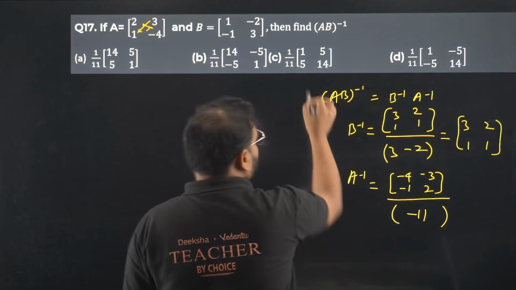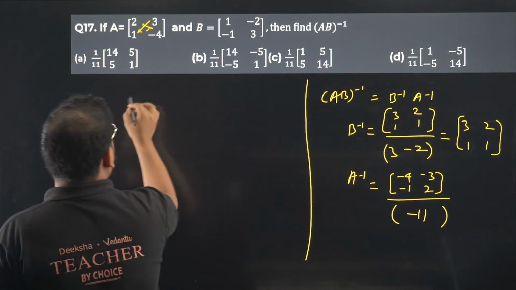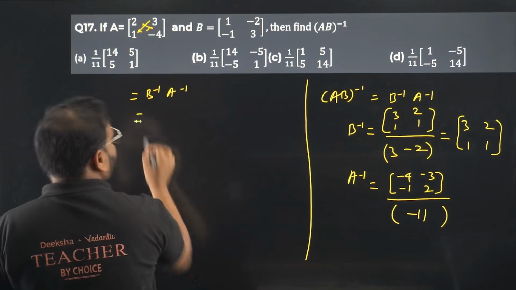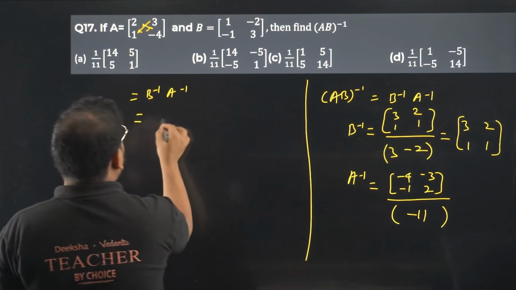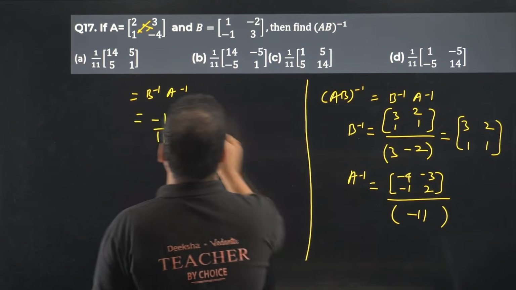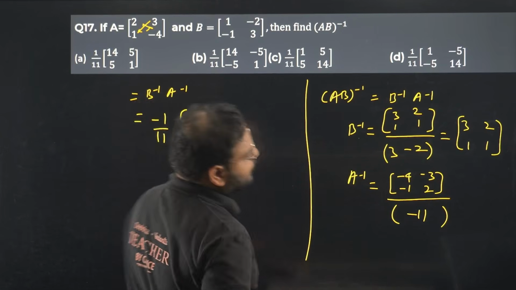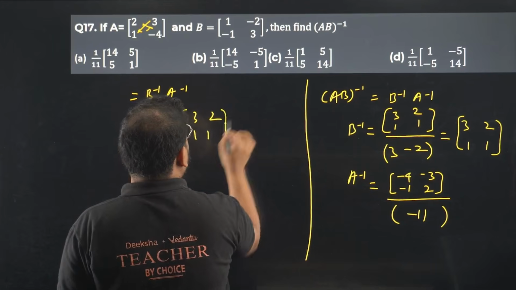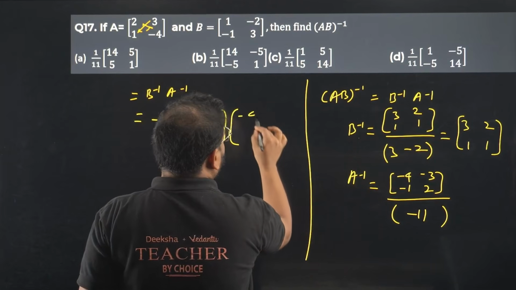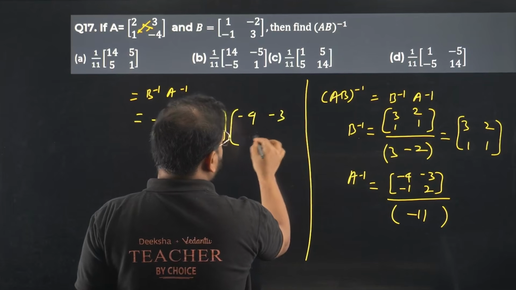Okay. Now what do I want to do? I want to multiply these values to get the result. So I have to write this as B inverse A inverse. This is a constant number, minus 11. I'll keep it outside as minus 1 by 11. Multiply now. First B inverse: 3, 2, 1, 1. Next is A inverse: minus 4, minus 3, minus 3 and minus 1 and 2.